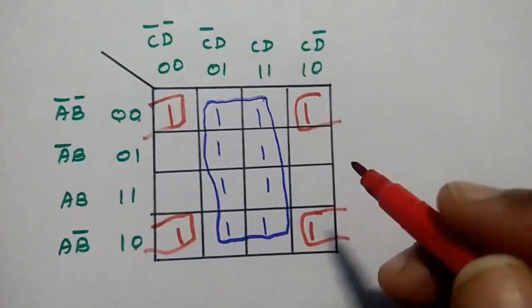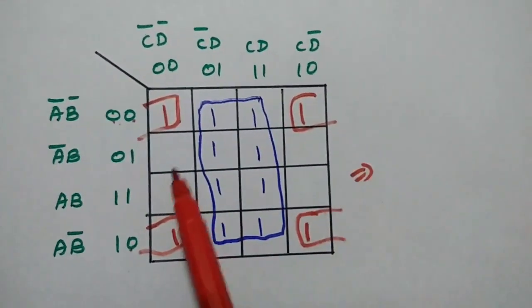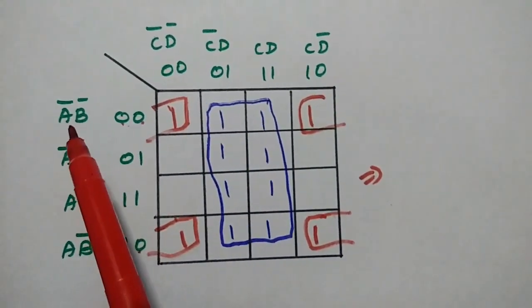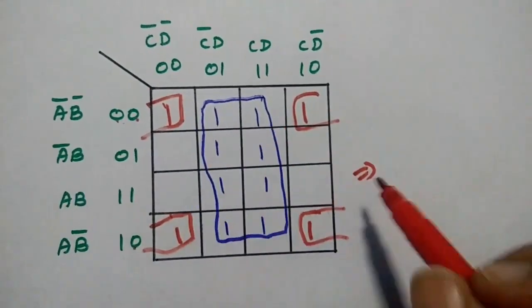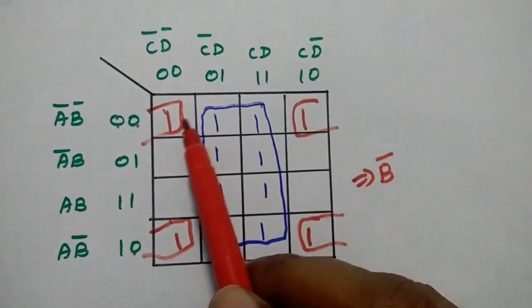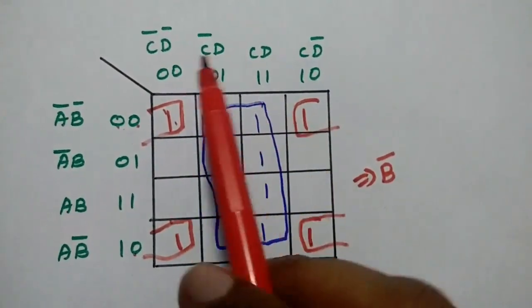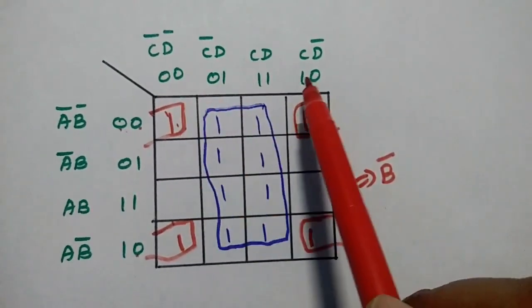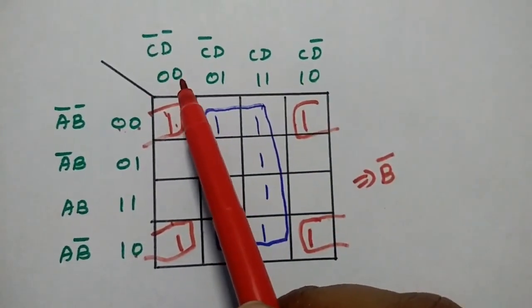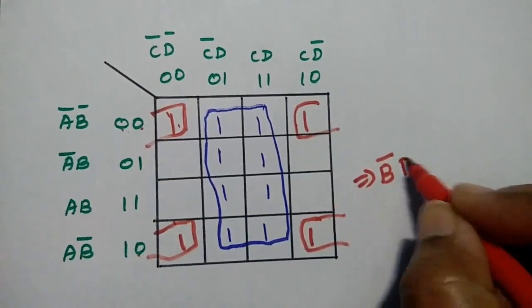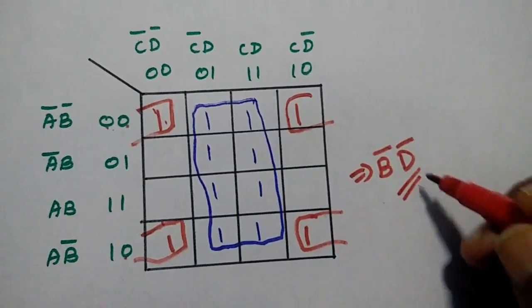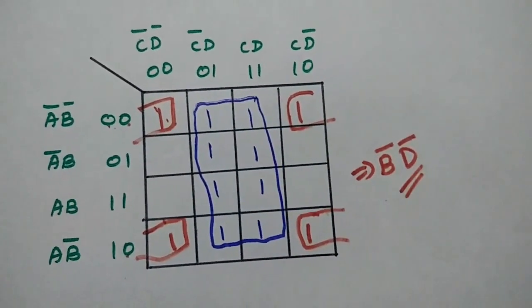Okay, so for that the expression is, for these 2 rows the common term is what? B bar. So we can take B bar. For these 2 columns, the common term is, here it is C bar, here it is C. So C is not common. Here it is D bar, here it is D bar. So the answer is D bar. So this is the expression for these 4 ones.